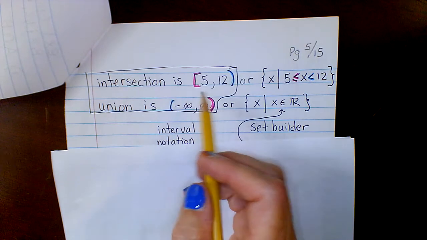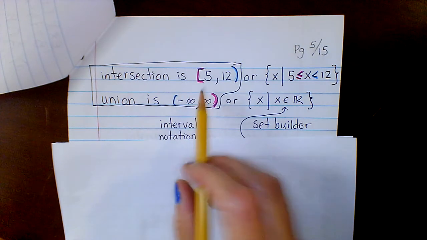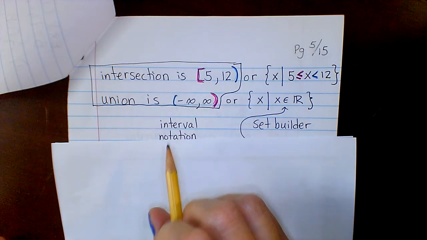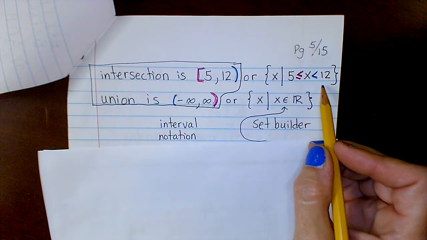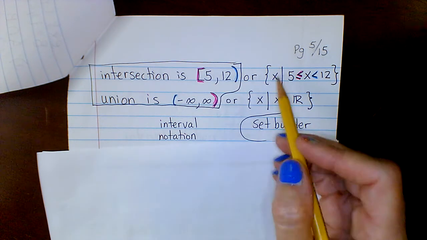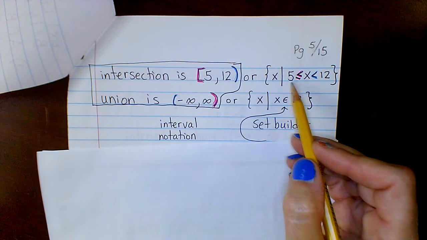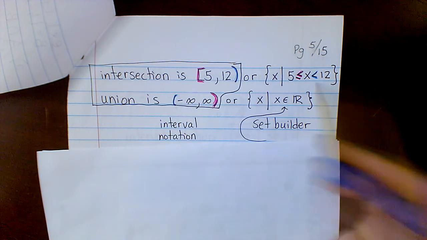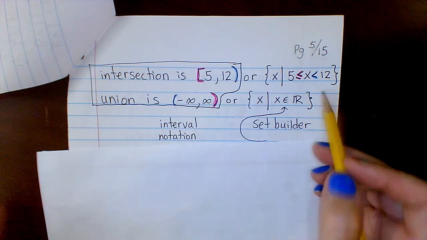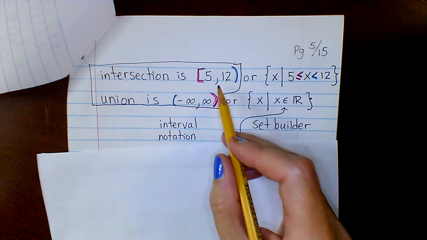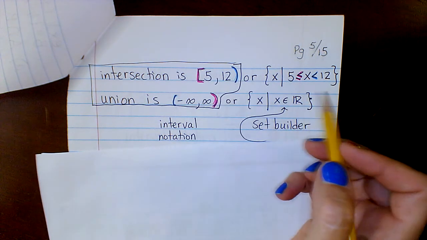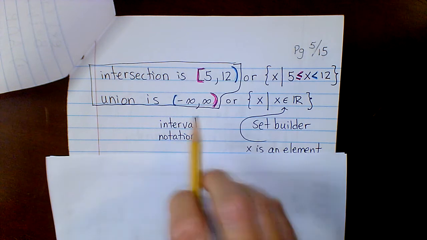All right, so the stuff that I just said, the intersection there is that 5 to 12 interval, or you can write it in set builder notation as x such that x is greater than or equal to 5 or less than 12. I prefer interval notation to set builder notation just because it's a lot less to write and I'm lazy. So, the union was everything.